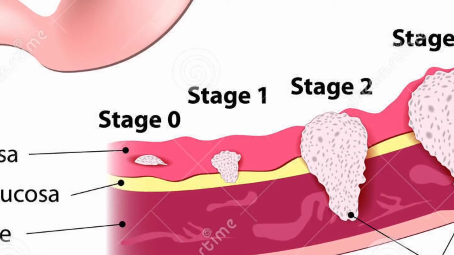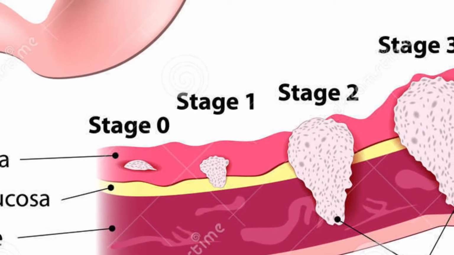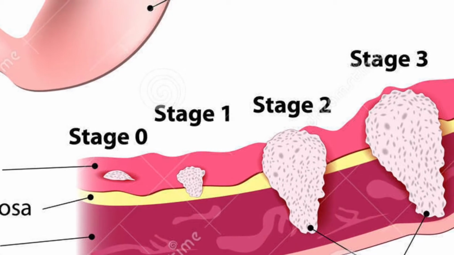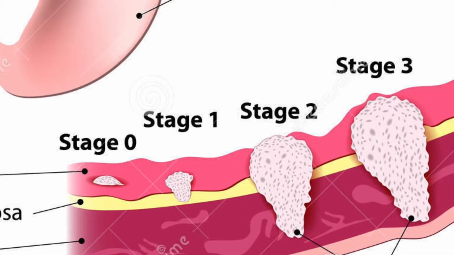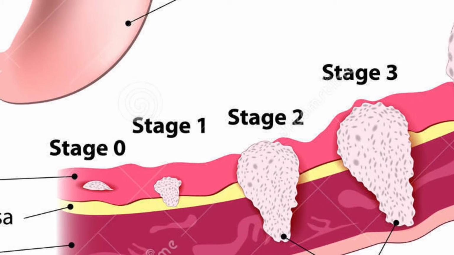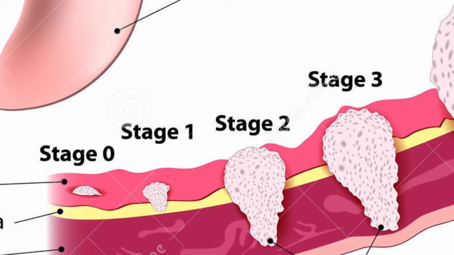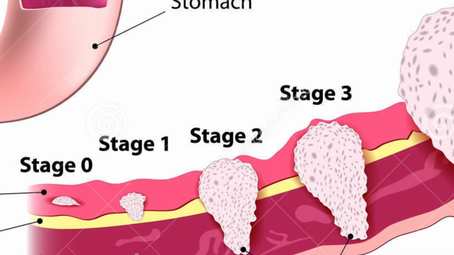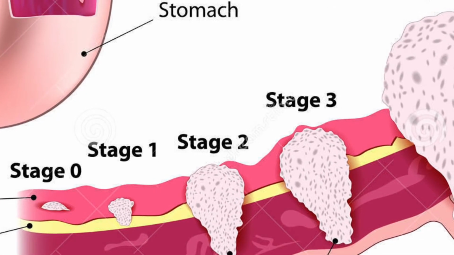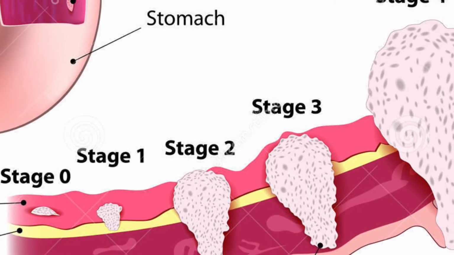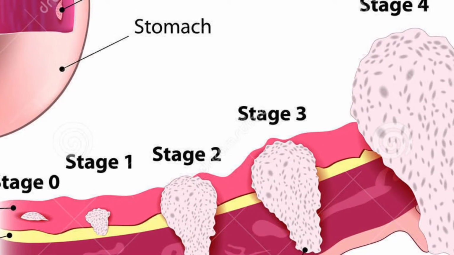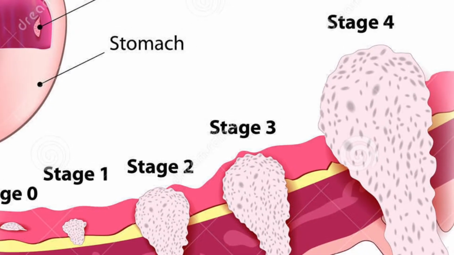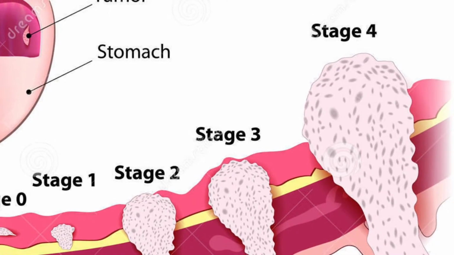There are 5 stages of stomach cancer. Stage 0 is characterized by the cancer being limited to the inner lining of the stomach. Stage 1 is when the cancer penetrates to the second or third layers of the stomach. Stage 2 is characterized by penetration to the third layer and nearby lymph nodes. Stage 3 is characterized by penetration to the third layer and more distant lymph nodes. Stage 4 is characterized by cancer spreading to nearby tissues, more distant lymph nodes, or organs that are not connected to the stomach.